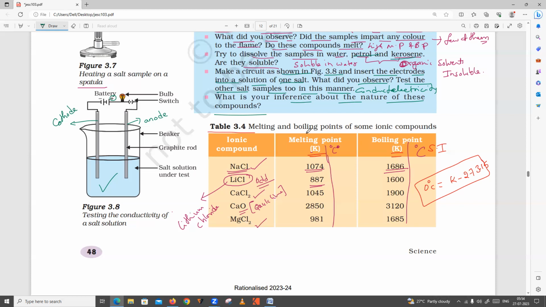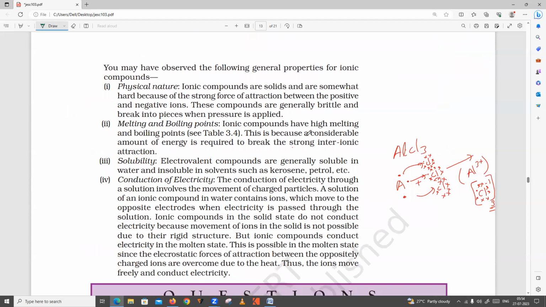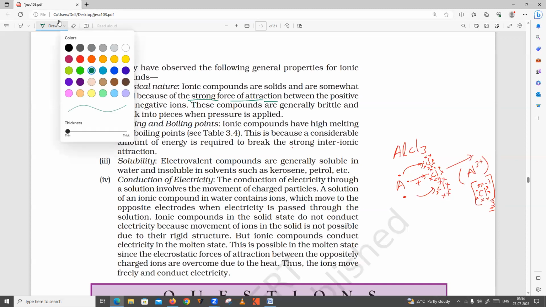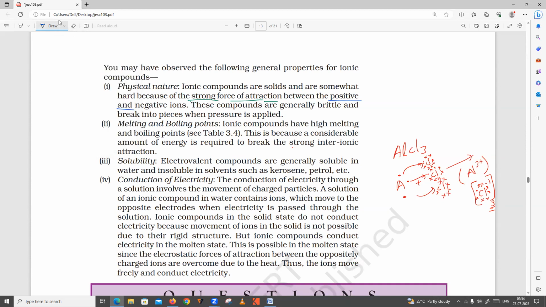How many points have they given here? You can check it. First one, physical state, as I told you. Physical state is because of what? A strong force of attraction. What force is it? Electrostatic force. Electrostatic force between what, Mitakshri? Between positive and negative ions.